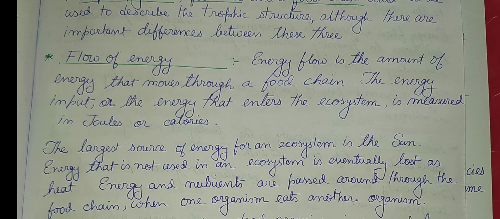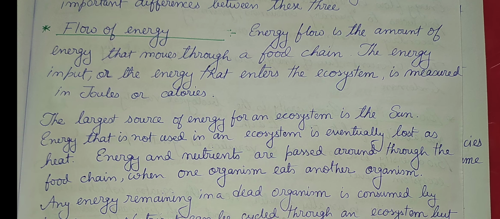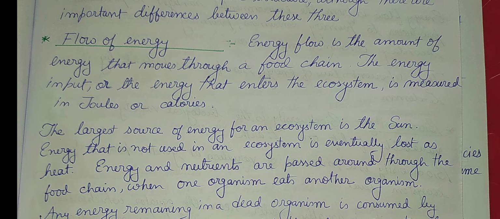Flow of energy, or energy flow, is the amount of energy that moves in a food chain. When an organism is eaten by another organism, the higher organism is eating the lower organism to obtain food, so that from food we get energy for growth and development in our body. And the organism that has eaten will be eaten further by some higher organism from higher trophic levels, for the same purpose, to get energy.